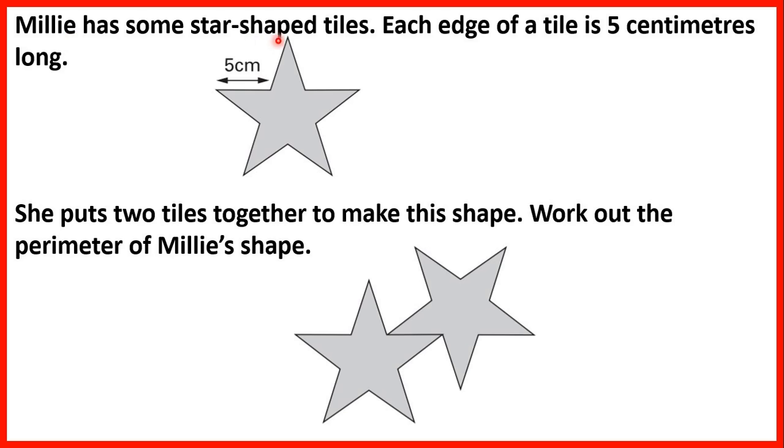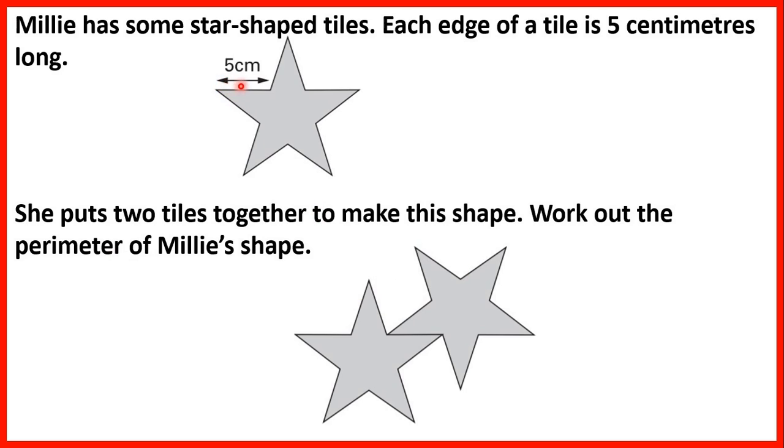Millie has some star-shaped tiles. Each edge of a tile is 5 centimetres long. She puts 2 tiles together to make this shape. Work out the perimeter of Millie's shape. So remember, the perimeter of a shape is the distance around the outside of the shape.